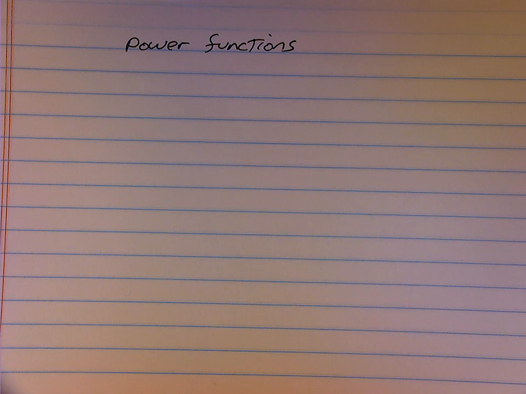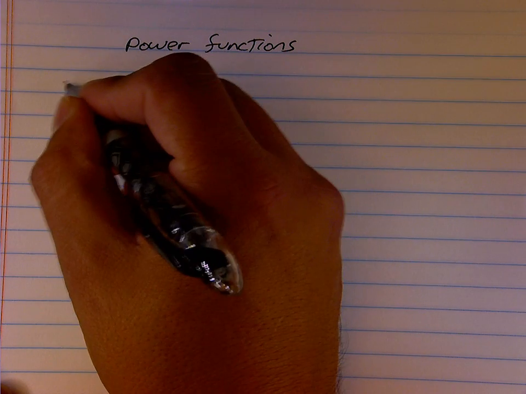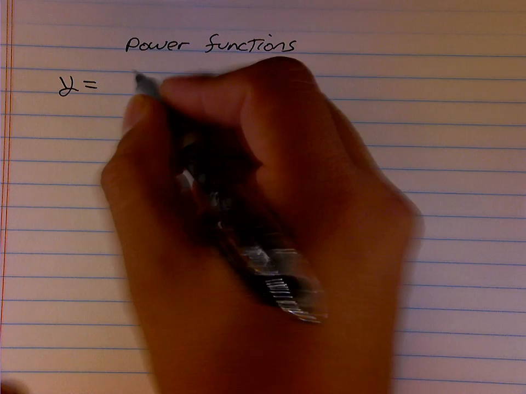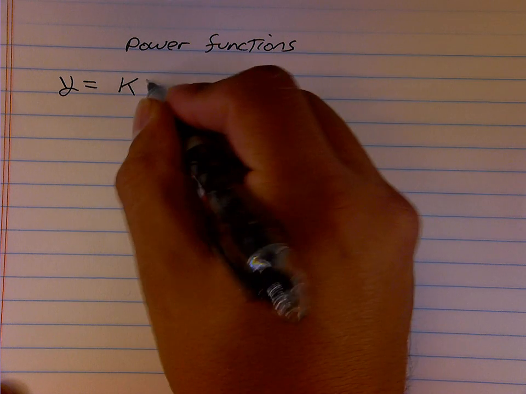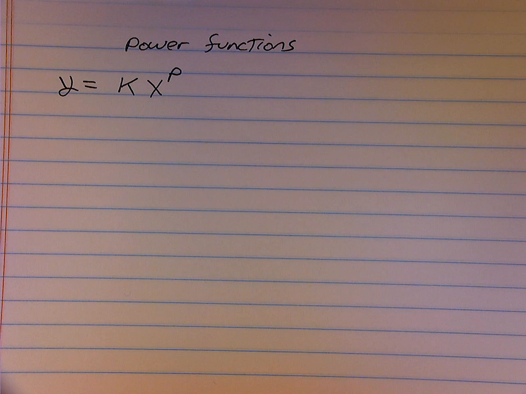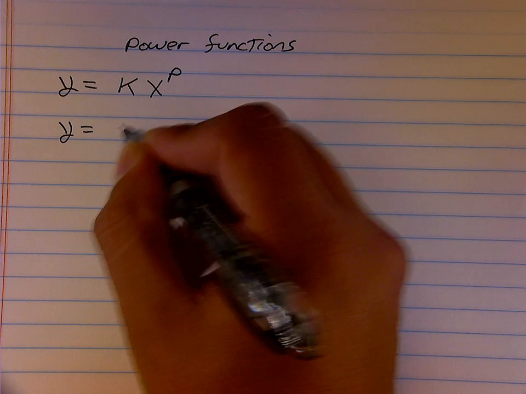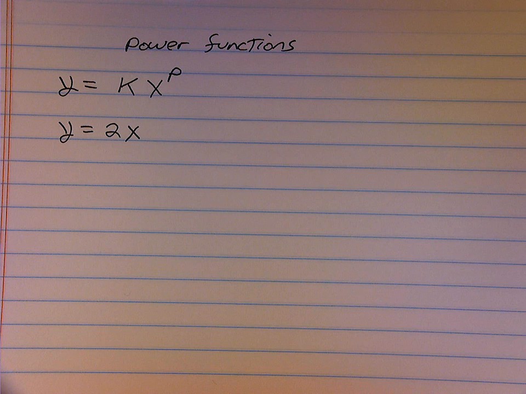Power functions are any functions that can be written in this format: y equals kx to the p. I will give you a few examples of power functions which can be written in that format. Something straightforward and simple like this is a power function. The power is 1. My constant is 2.